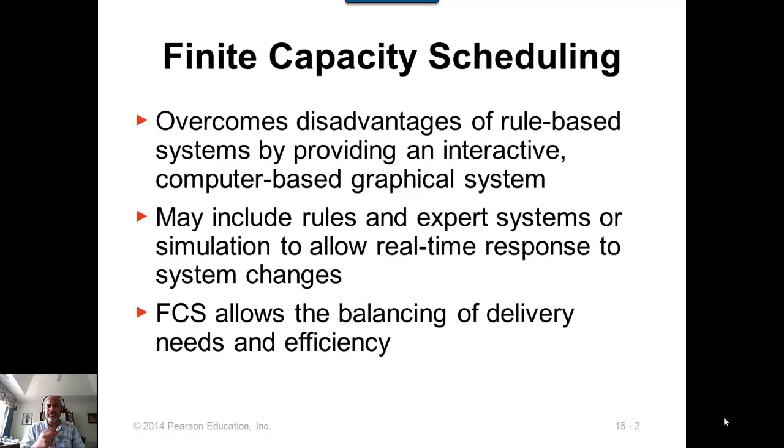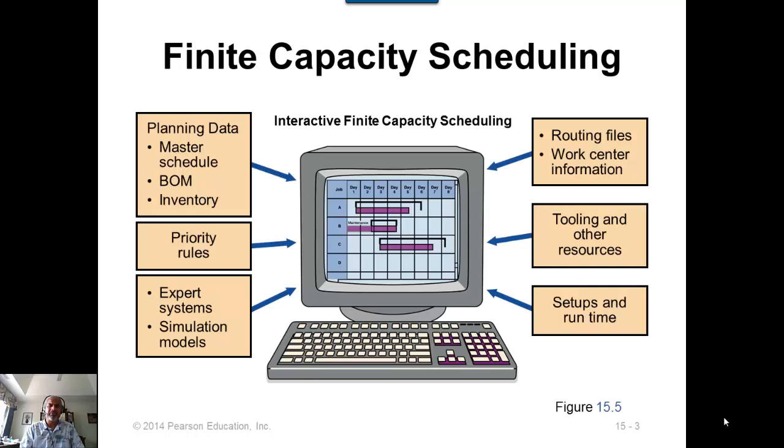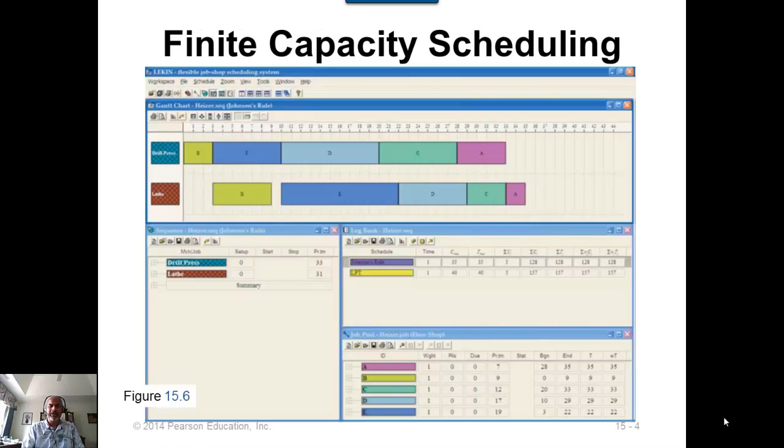So finite capacity scheduling is a computer system that allows you to experiment and do what-if analysis to determine the best possible schedule. A couple of examples are given here. This is a schema for interactive finite scheduling, and here is a screen from finite capacity scheduling software where you can drag and drop one job here or one job there and see what effect it will have on the entire shop floor.